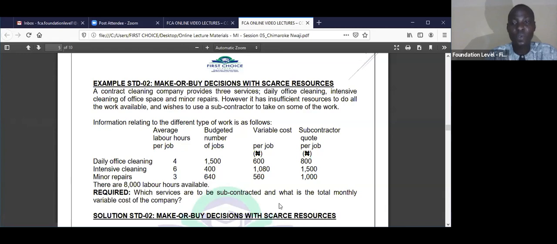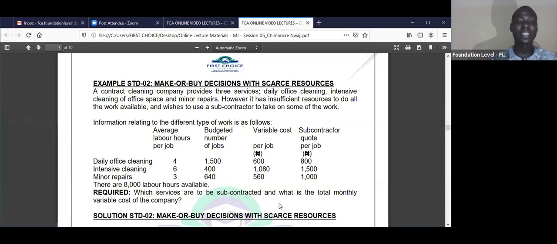If you look at it, the subcontractor is telling you 800. Just looking at daily office cleaning, you find out that the subcontractor's price is higher than the variable cost. So you'll be tempted to do the job. That's fine, because when you compare these 2 relevant costs, it tells you you should do it. The same thing with intensive cleaning. When you compare the variable cost with the subcontractor cost, you are tempted to say, let's do it in-house. The same thing with minor repairs. Let's do it in-house. But can you?